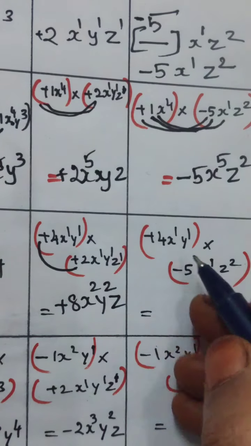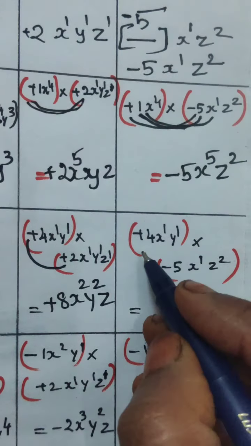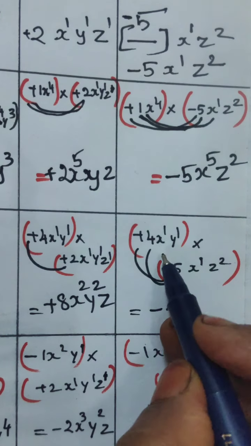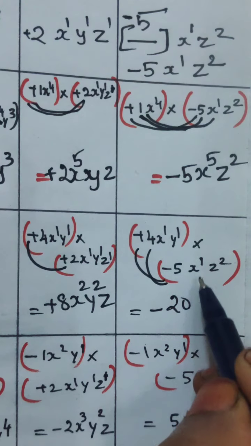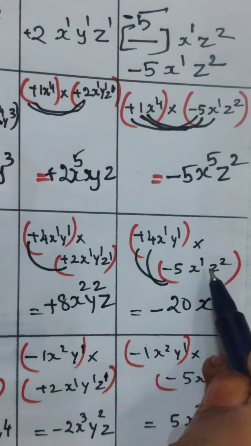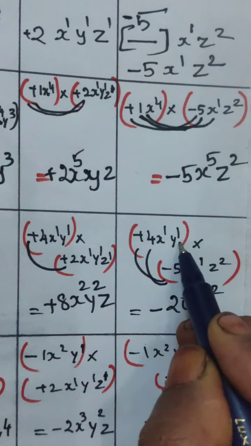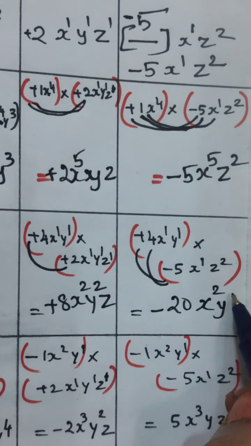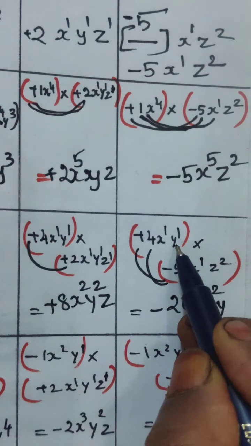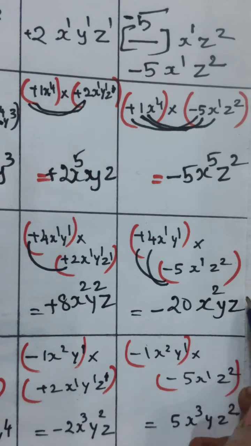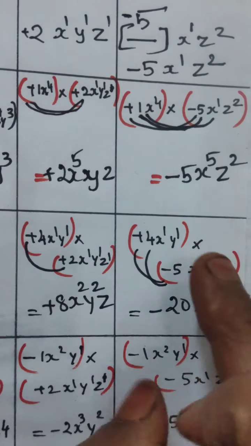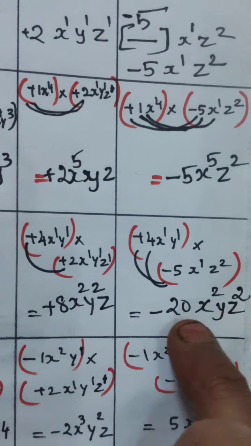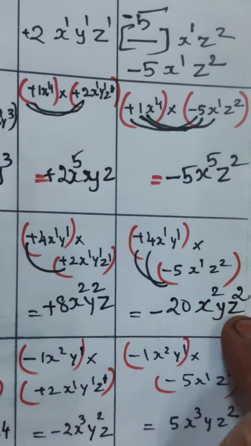Next term, plus into minus is minus. 4 5s are 20. X power 1, x power 1. 1 plus 1 is 2. Same variable, write it one time. 1 plus 1 is 2. The y term is here, not there, so you write y. Power 1, write it or not, both are correct. Here z squared is there, not there here, so you write z squared. Write x, y, z in order, enough. Okay, one by one, after that write in order: x next y, y next z.